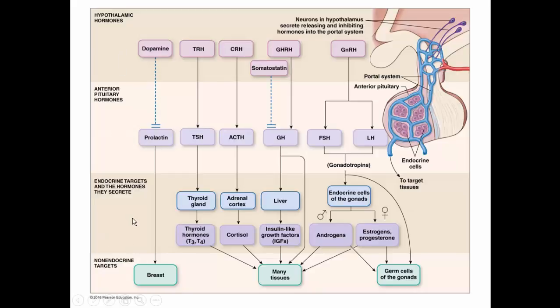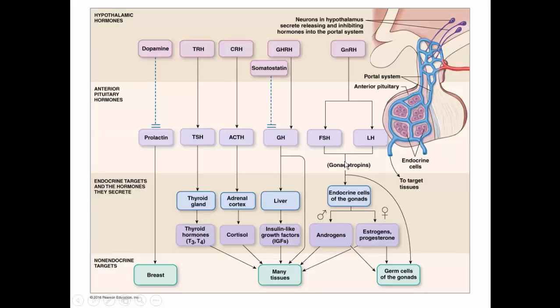What's shown here are the endocrine targets and the hormones they secrete. So thyroid stimulating hormone targets the thyroid gland to release thyroid hormones. These target many tissues in the body. ACTH targets the adrenal cortex, which secretes cortisol and also targets many tissues in the body. Growth hormone targets the liver to secrete insulin-like growth factors, which in turn targets many tissues. Growth hormone itself also targets many tissues.